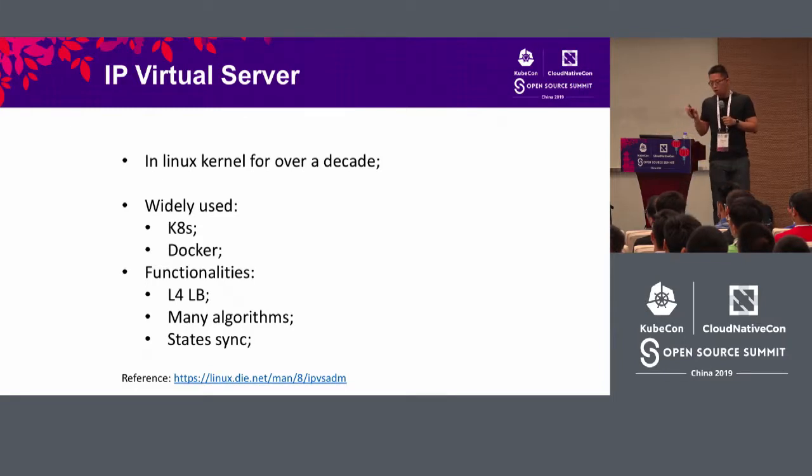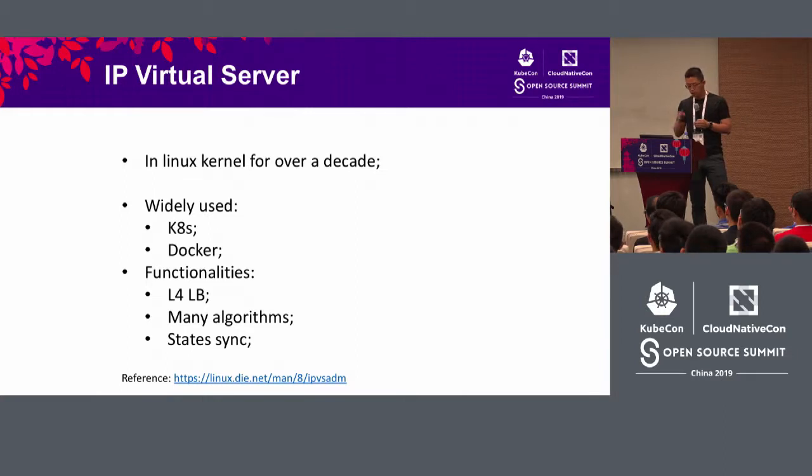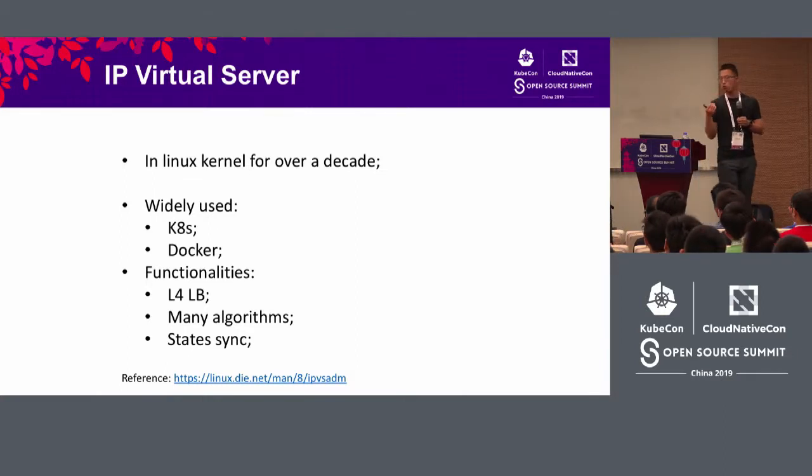Before I start the demo, I'd like to give you a very brief introduction of IPVS itself. IPVS is called IP Virtual Server. It's actually something that has existed in the Linux kernel for over a decade, surprisingly. And it's widely used now in Kubernetes and Docker to implement the things I just mentioned, like clusterIP, routing mesh, and nodePort.